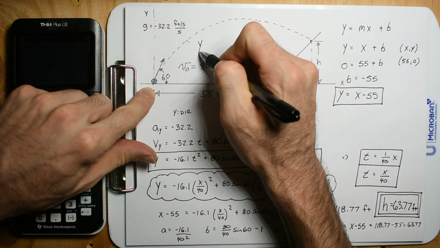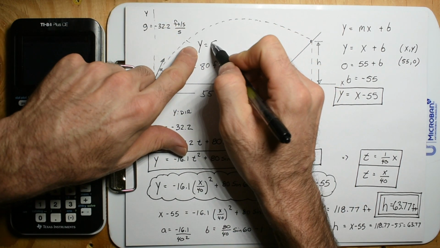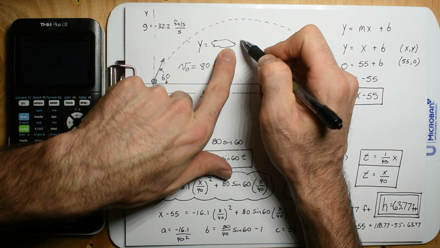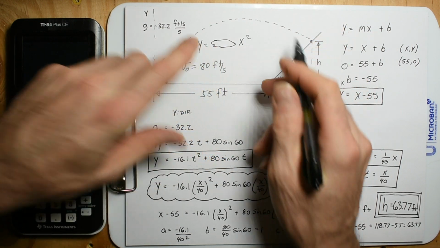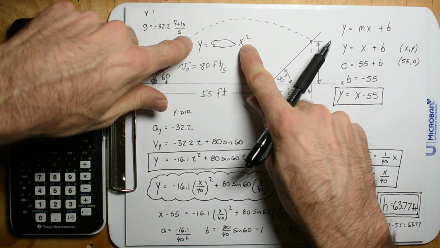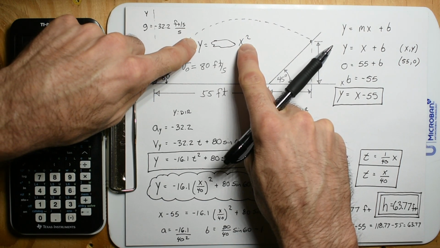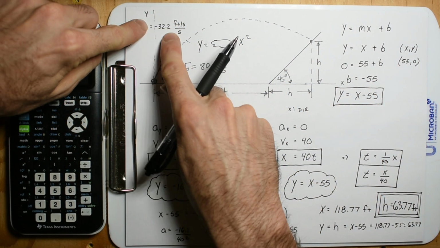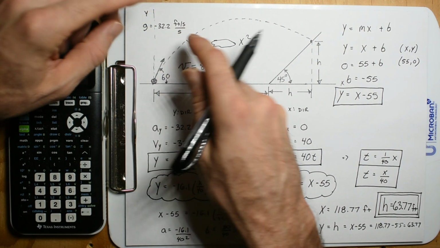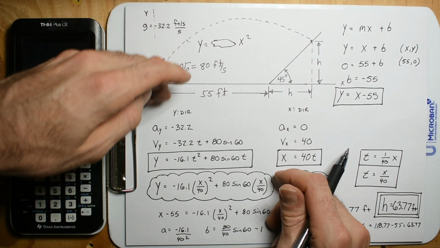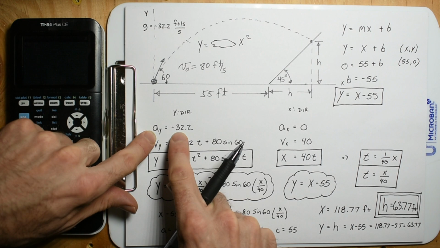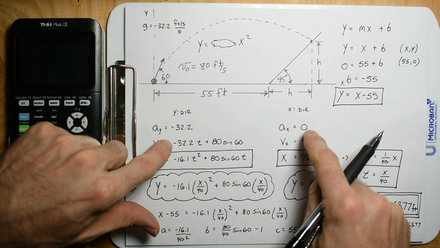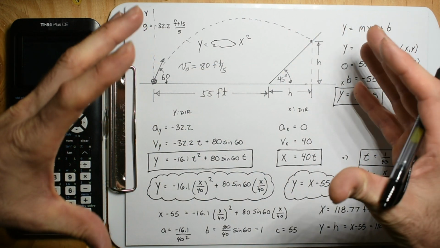So this equation right here will be y is like, something x squared. So that's what this equation is going to be. Now, when we use kinematics, we know that gravity is negative 32.2. This is going to be the acceleration in the y direction. So right here we have negative 32.2. Now in the x direction, we don't have any acceleration.